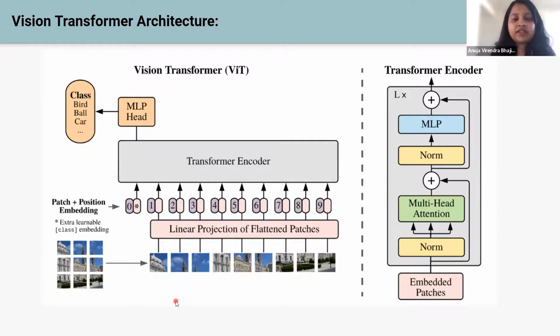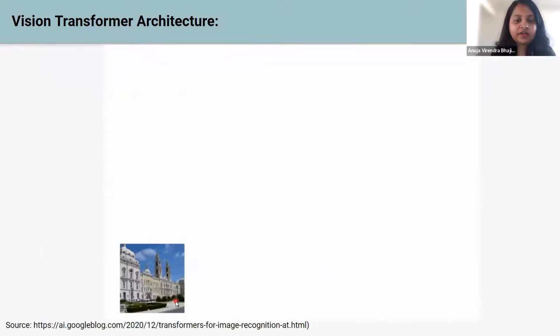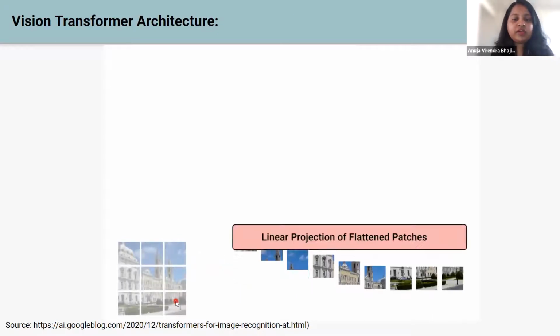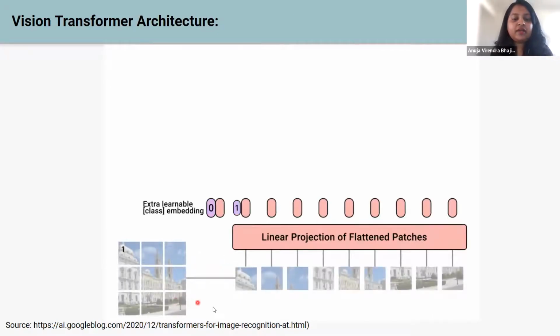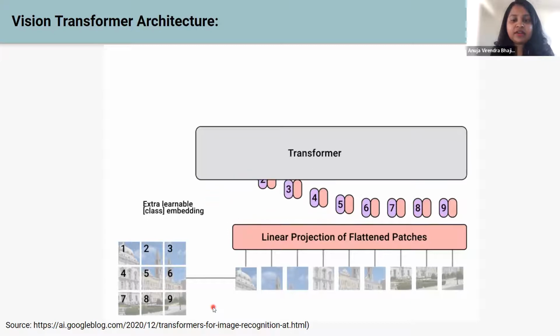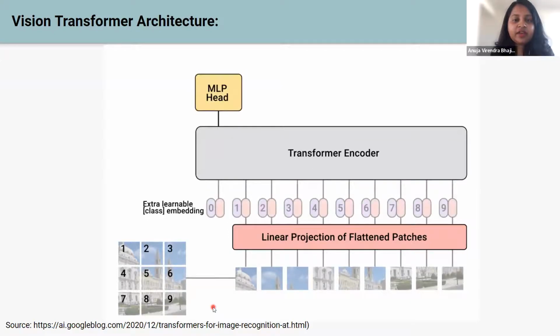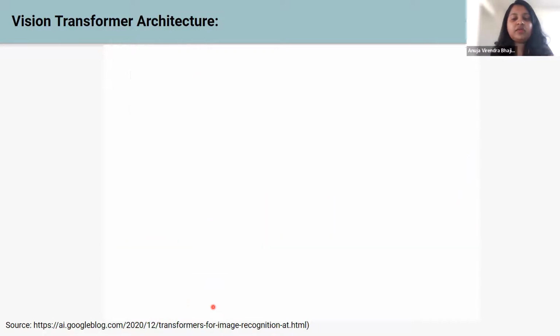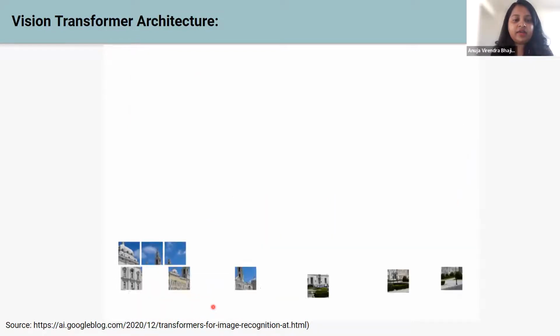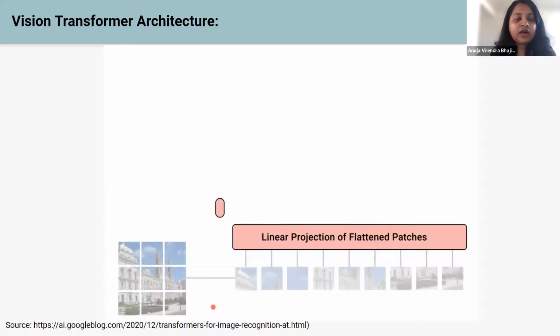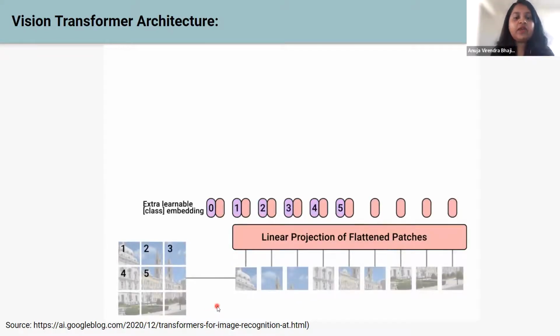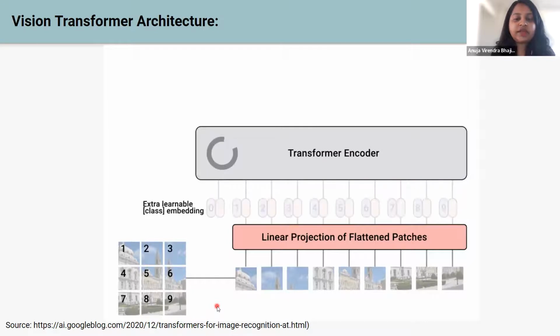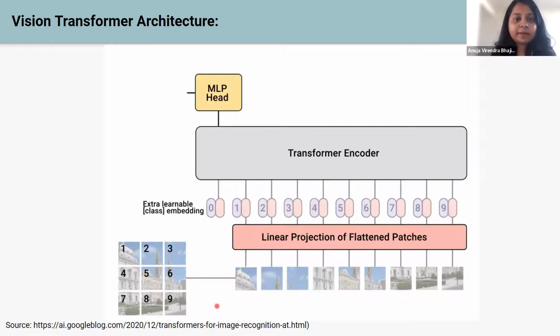Just to help you understand the architecture a little better, here is an animation of it. It shows how the input image is passed through the network. As we can see, the input is flattened, embeddings are added, it is passed through the transformer encoder, and the output of the transformer is passed through the MLP head, which then predicts the class. This was just a brief overview of the ViT architecture. Now every step of the ViT architecture will be explained in detail by Shivani.